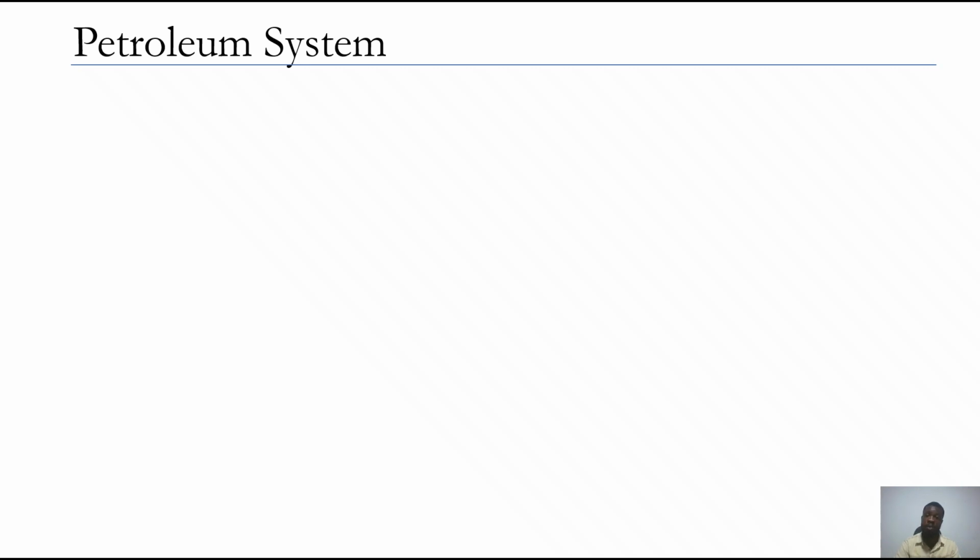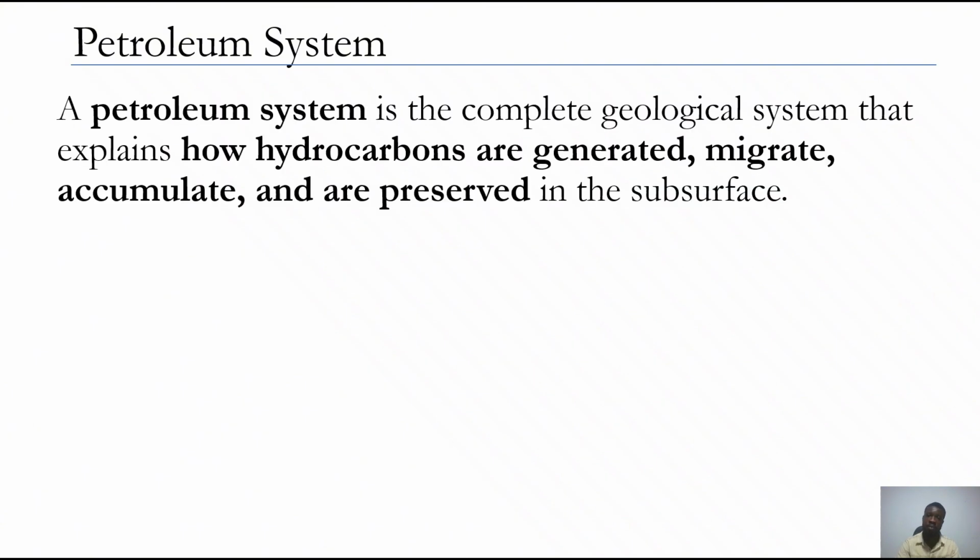Now the petroleum system also talks about all the elements that come together so that we will be able to get the hydrocarbon, that is the oil and gas that we want. And should it happen that one of these elements is left out, we are not going to get the hydrocarbon that we need. And so all the key elements that come together is what you call the petroleum system.